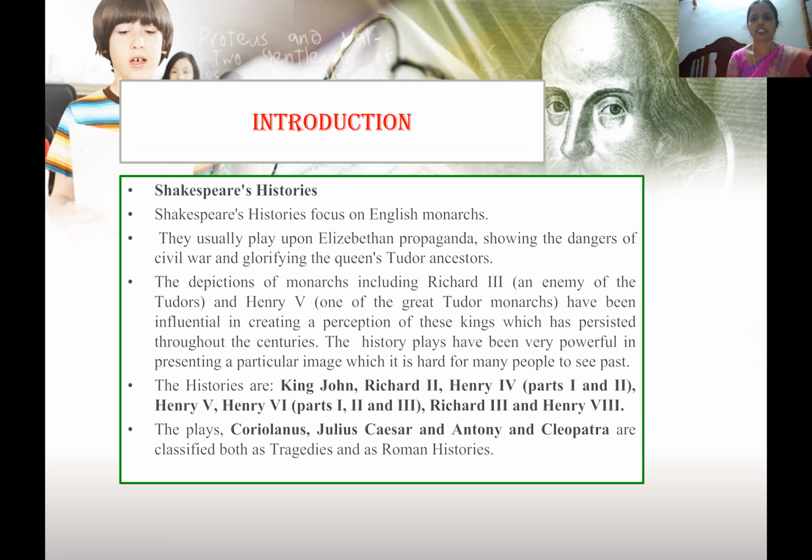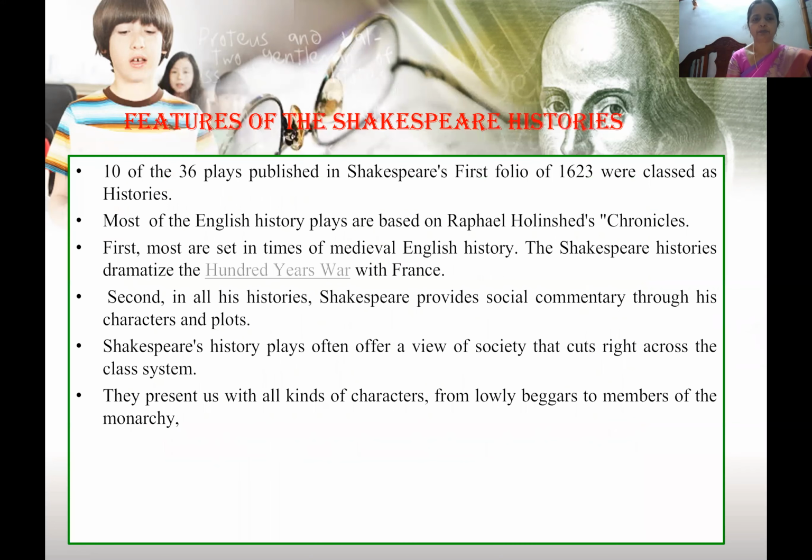The history plays are King John, Richard II, Henry IV Part 1, Part 2, Henry V, Henry VI Part 1, Part 2, Part 3, Richard III, and Henry VIII. The plays Coriolanus, Julius Caesar, and Antony and Cleopatra are classified both as tragedies and also as Roman history plays. 10 of the 36 plays published in Shakespeare's First Folio of 1623 were classified as history plays.